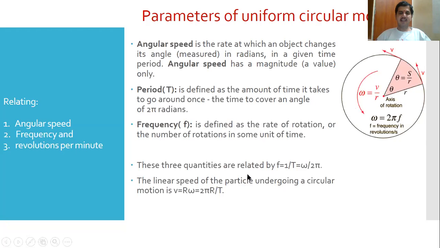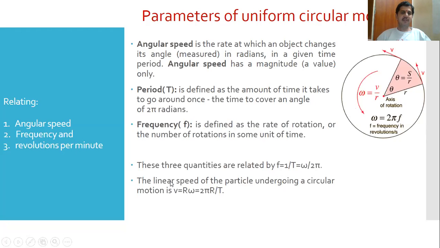These 3 quantities are related by the equation f equals 1 by T, where T is the time period. So the time period is the reciprocal of frequency, which can also be written as 2 pi divided by omega. Okay, so time period can be written like this.